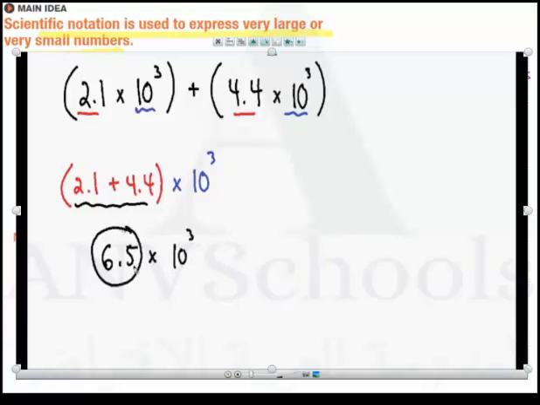You can see that this is 6.5. It has to be between 1 and 10, the constant. That is the rule. It is either 1 or less than 10.